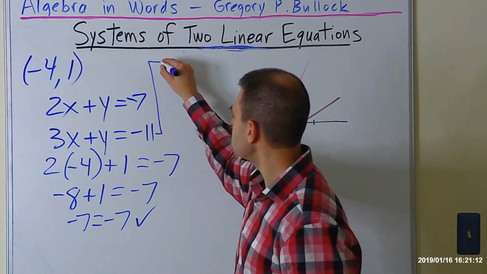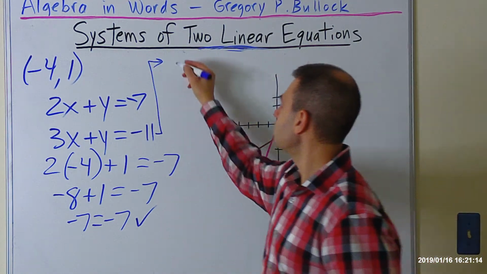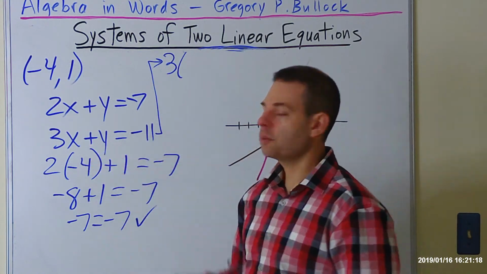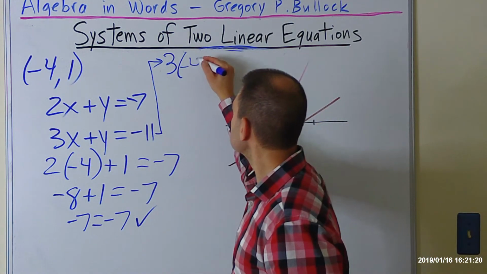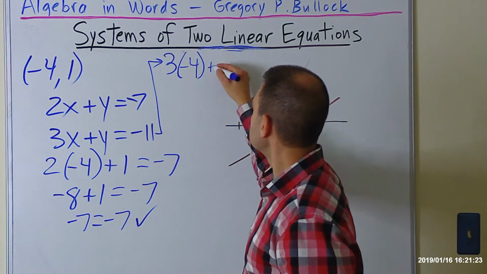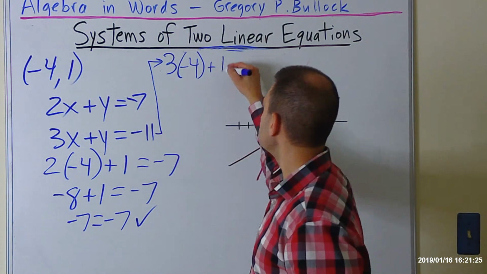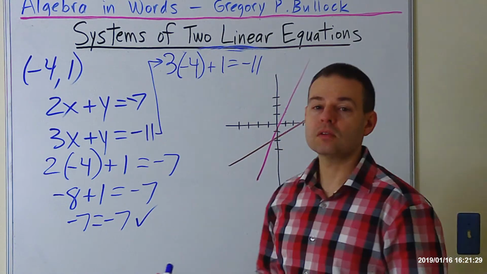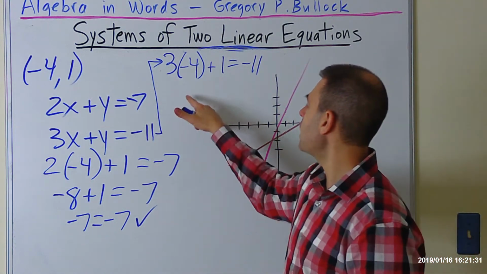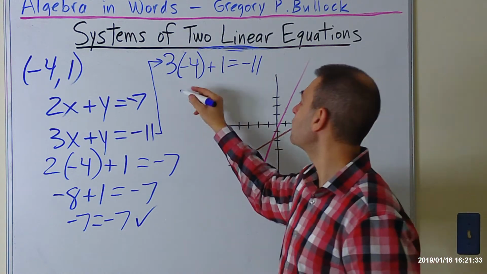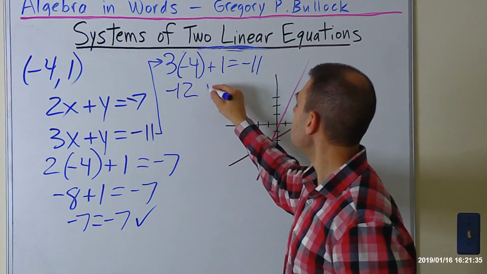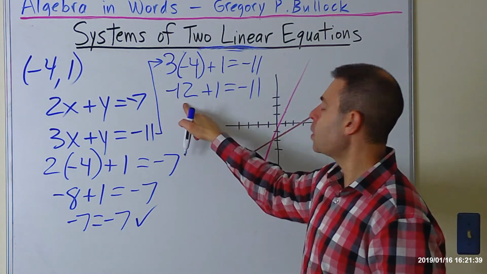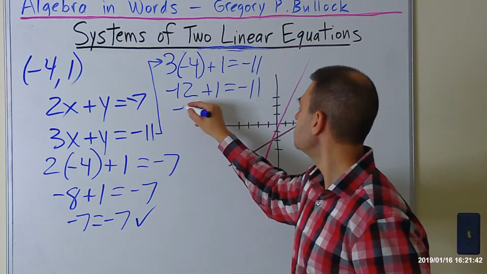Let's just squeeze this up here. Again, write the 3, and for x we're going to put -4, and plus y again, which is 1, and this one equals -11. So let's simplify as much as we can. On the left, 3 times -4 is -12, plus 1. -12 plus 1 is -11.